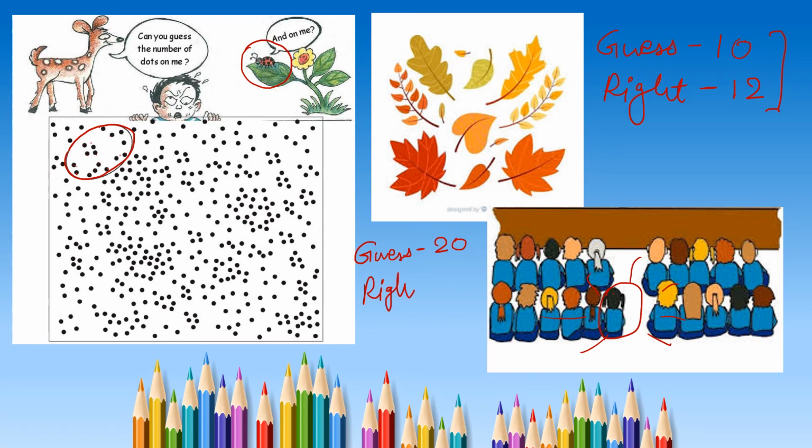Now let us count and verify. 1, 2, 3, 4, 5, 6, 7, 8, 9, 10, 11, 12, 13, 14, 15, 16, 17, 18, 19, 20, 21. That was really, really close. So I want you guys to make a close estimate. Alright, let us move on.